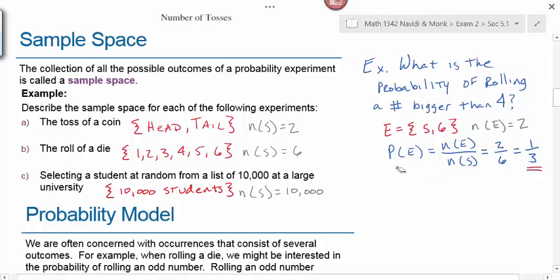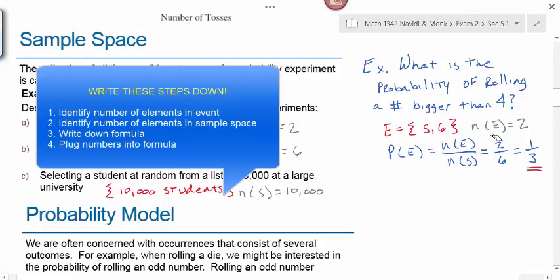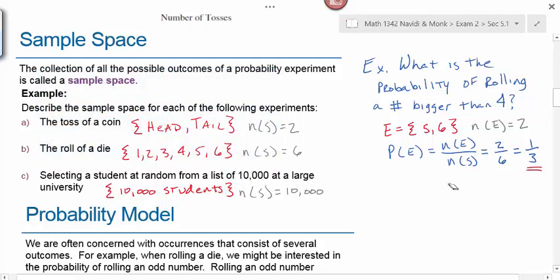This formula for theoretical probabilities you probably want to put on your notes on your formula sheet. It's important that you go through the same process that I just did. Identify what elements are in your event, then how many elements are in your event. Identify what your sample space is and how many elements are in the sample space. Then you just drop those numbers into this formula. It's pretty straightforward for basic probabilities.